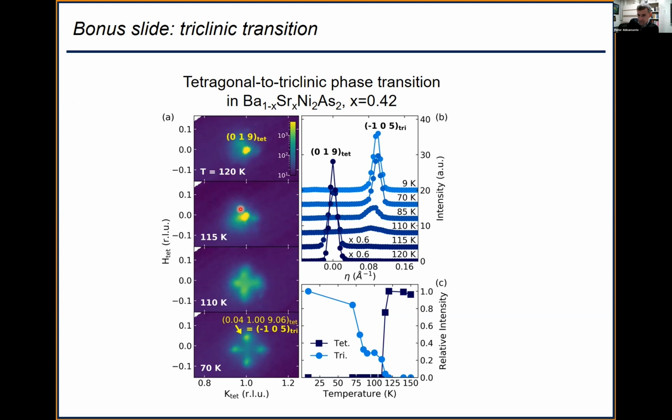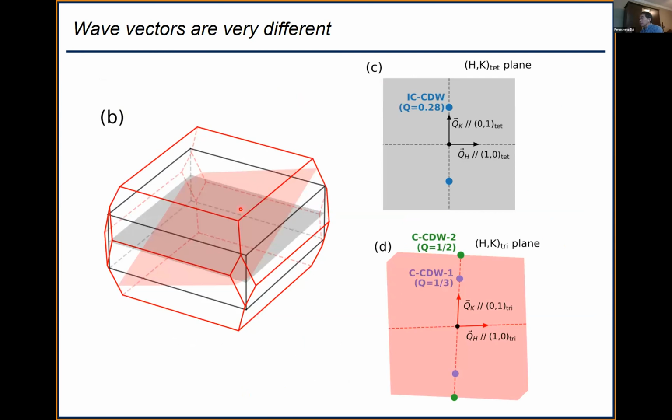Okay, Pengcheng, what's next? So I have two questions. The first question is, what happens in the L direction, the C direction? All these things that you're talking about are in the nickel plane, right? No, they're at an angle. Oh, they're at an angle. Okay, so are there periods or incompatibility along the C-axis?